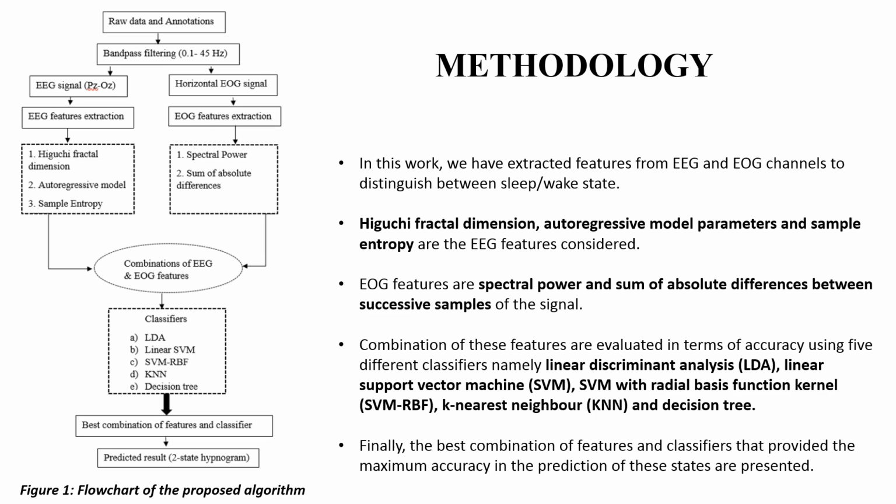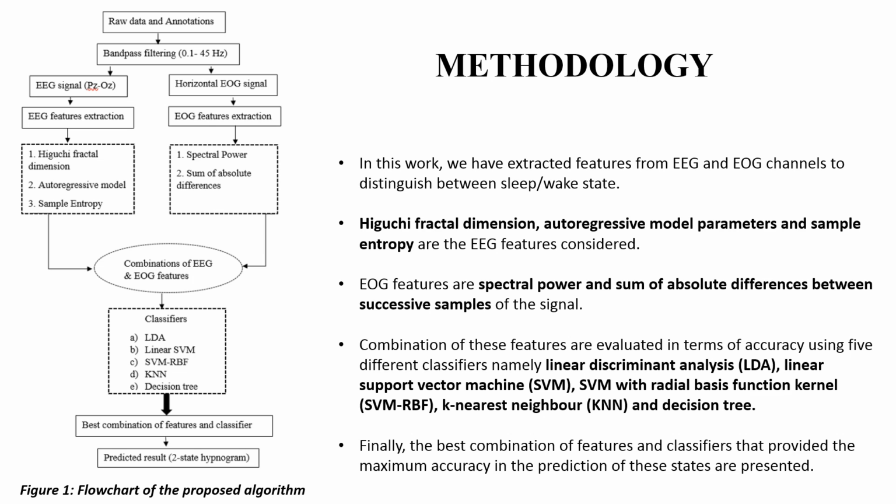On the left hand side, you can see the flow chart of the proposed algorithm. We are providing raw data and annotations as the input. In the pre-processing step, we are using a bandpass filter with cutoff frequency of 0.5 to 45 Hz. Then the EEG signal along with the horizontal EOG signal are considered and feature extraction takes place. All the three EEG features, the two EOG features, and various combinations are fed to the classifier.